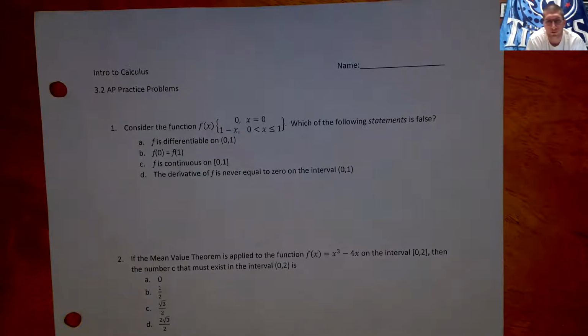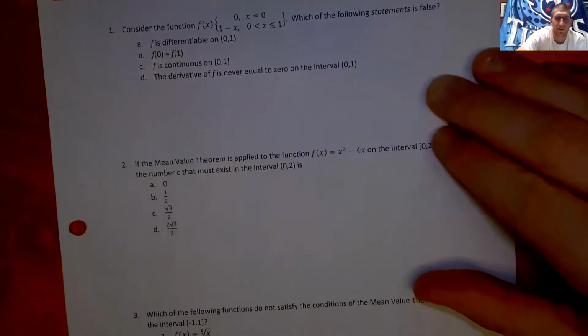Obviously, if it's differentiable on 0 to 1, it's going to be continuous, not going to have any cusps, any vertical tangents, anything like that. If f of 0 is equal to f of 1, that should be pretty easy to tell. If it's continuous, right, can you draw it without picking your pencil up? And if the derivative of f is never equal to 0, that should be pretty easy to tell as well. So that one, not too bad. Just make sure you graph it and it will be pretty easy.